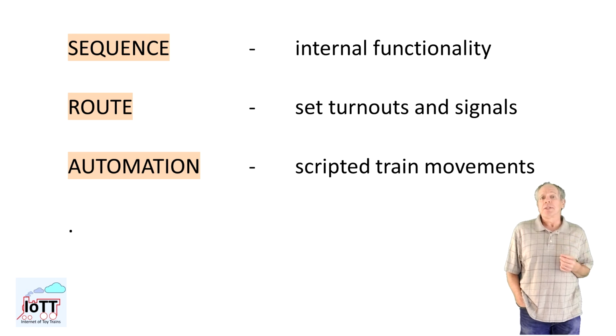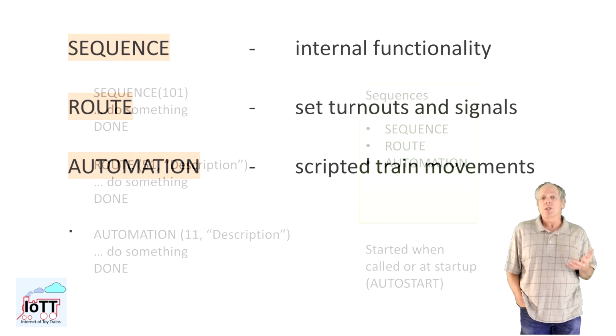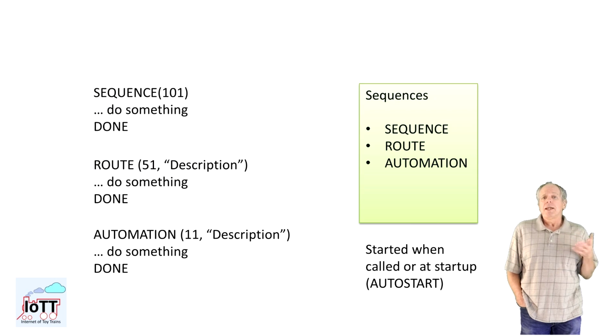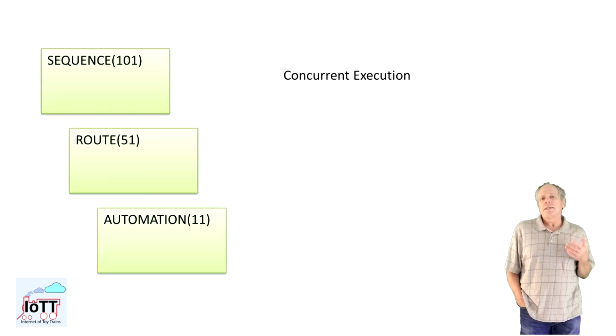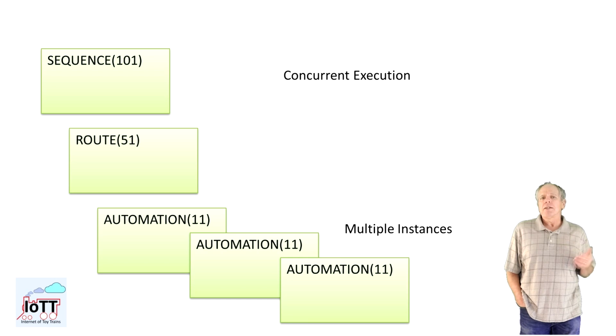All three types of sequences use the same structure, starting with the keyword, then a list of commands to be executed, which is then ended with the keyword done. Also important to know that several sequences can be executed simultaneously, and they can be started at any time, either from the outside or triggered by another sequence. And even one single sequence can run several instances.